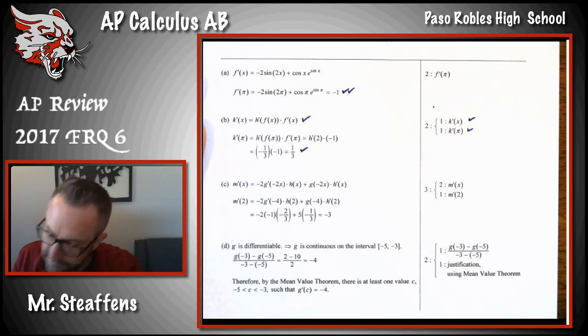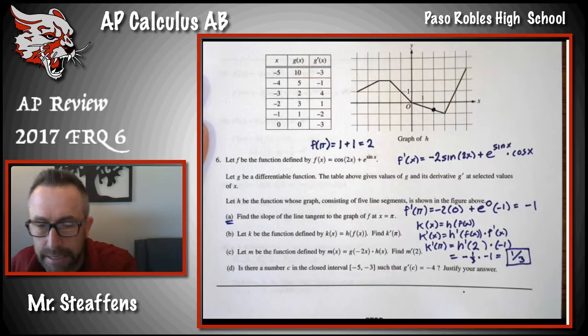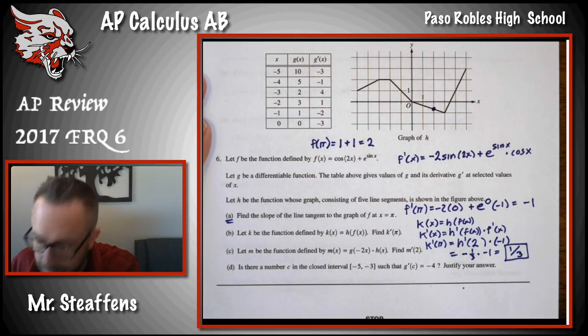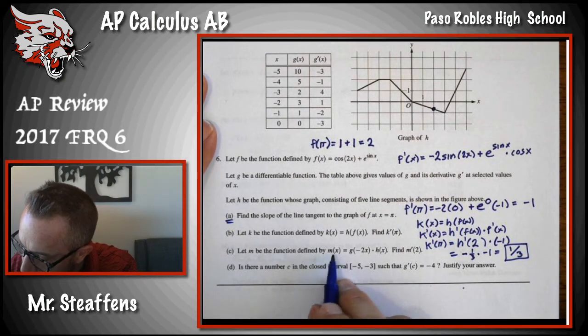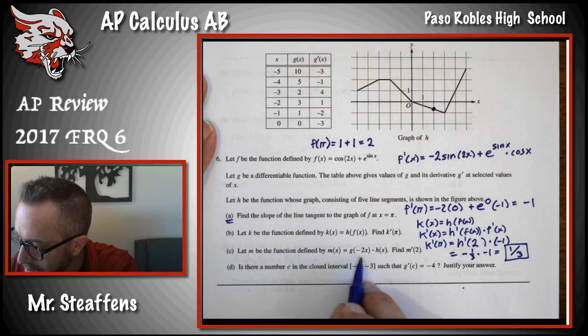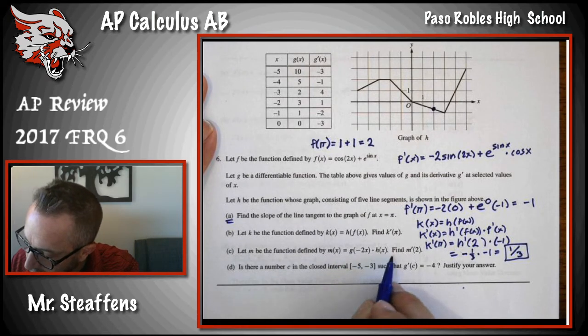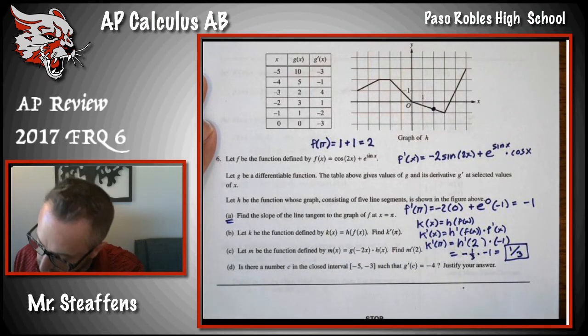Cool. Next one. I haven't even looked at this one. I'm excited. All right, part C. It says, let M be defined by the following. M of X is G of negative 2X times H of X. Find M prime of 2. Gross.